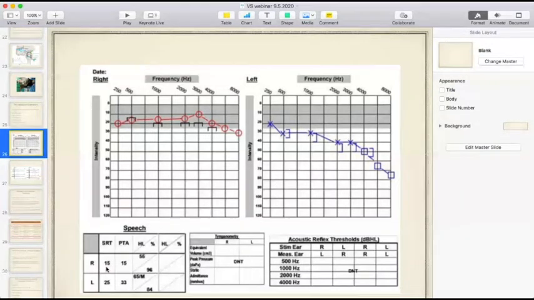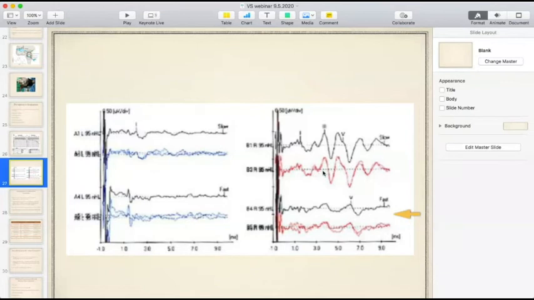Coming to the next slide, this is an example of a BERA, a brainstem evoked potential, in a patient with vestibular schwannoma. This is the normal side and this is the abnormal side. It shows that there is a decrease in the amplitude and increase in the latency of the brainstem evoked potentials, indicating that there is already some significant amount of hearing loss.